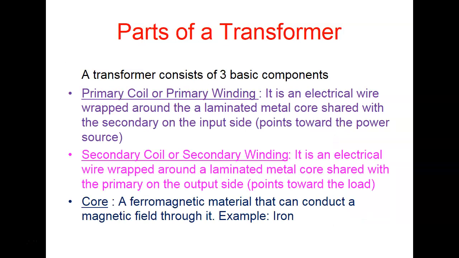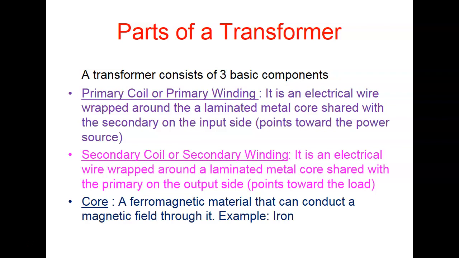Three main parts. We have a primary coil, or primary winding, wrapped around a piece of metal that we call the core. The core has one function, and that's to make sure that the magnetic field being generated in the primary is coupled to the secondary, right? Because the strength of the magnetic field determines how efficient the transformer is.